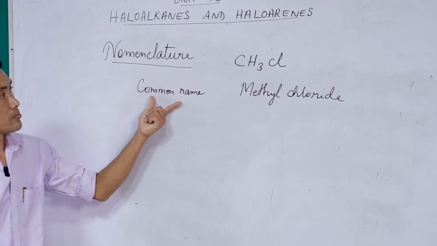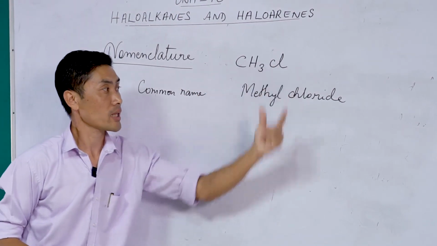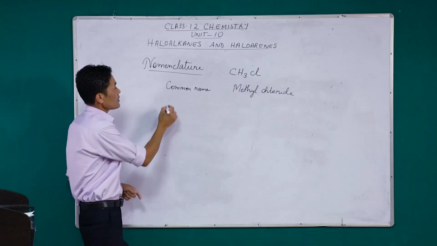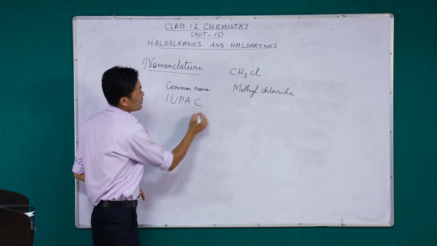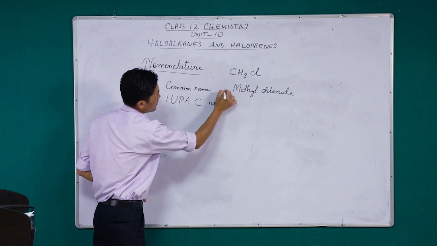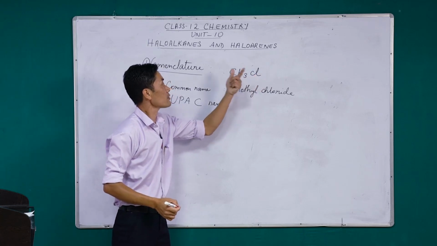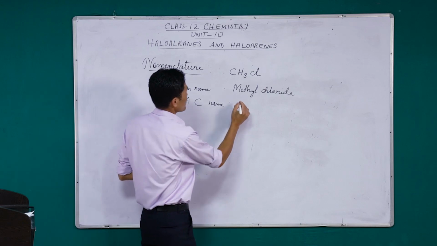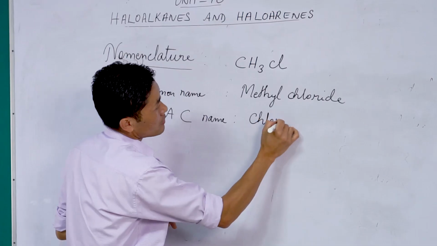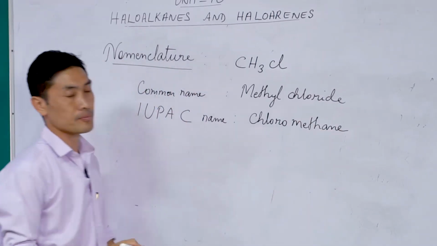So in the common system, the alkyl is named first and then the halogen later. But if we are using IUPAC nomenclature, the halogen will be named first and then the alkane. So this will be named as chloromethane.